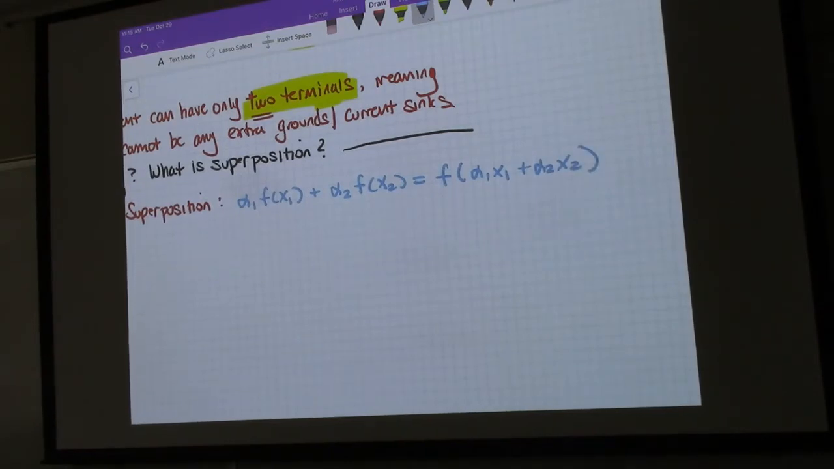and this is also the reason why I think it's easier for me to simply write it down mathematically than describe it. You can see here alpha 1 f of x1 plus alpha 2 f of x2 equals, that's the same as simply applying the function once to alpha 1 x1 plus alpha 2 x2.